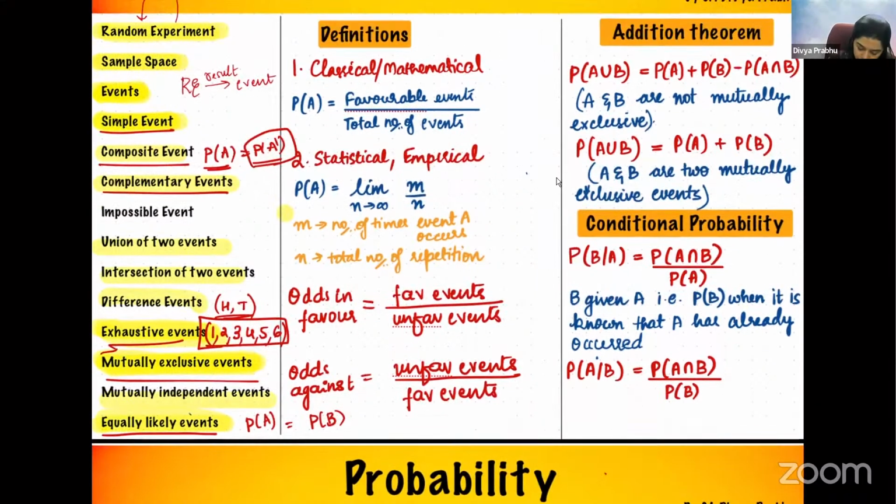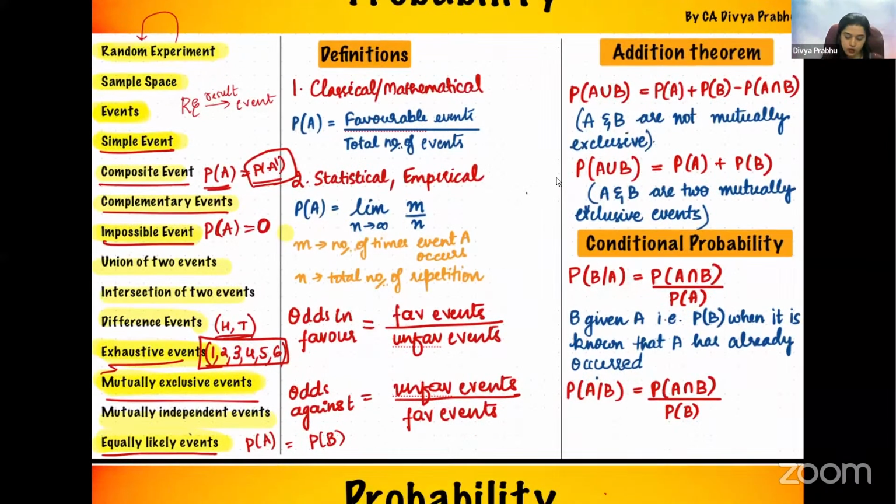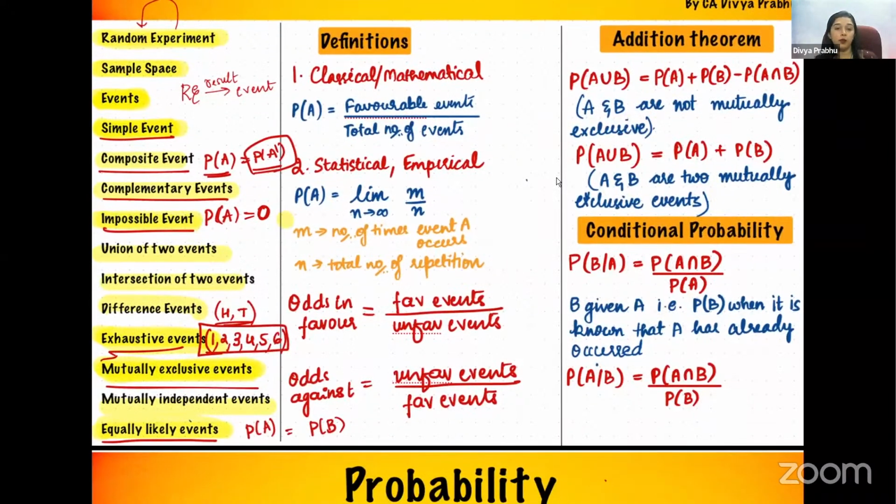One more, impossible event. What is an impossible event? Basically, if the probability of the occurrence of any particular event is 0, the event is an impossible event. For example, you are rolling a dice. What is the probability of number 10 occurring? Can number 10 occur when you roll a dice? No, which means probability is 0. Basically, this is an impossible event. Okay, this was about the basics of probability.